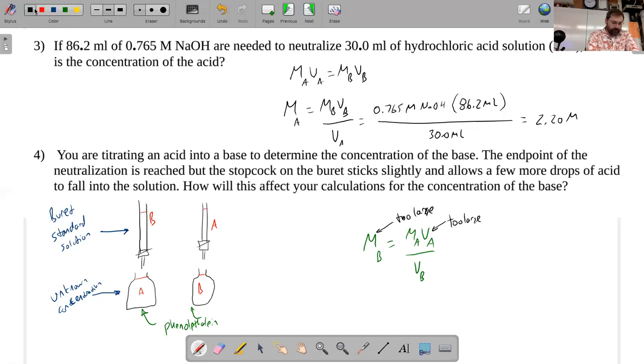So let me make a note here. This acid starts colorless, and the base would start out pink. And in both cases, you're trying to drive it to that faint pink color, either before this changes to dark pink or before this changes from dark pink to colorless.